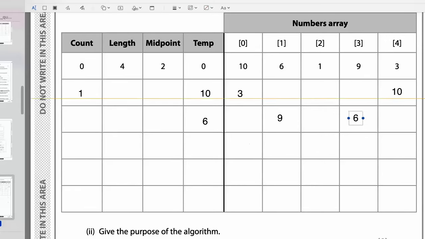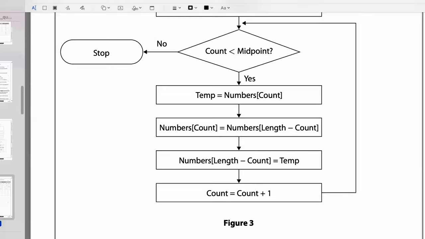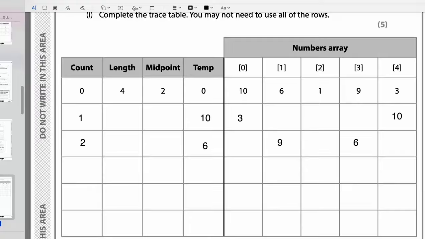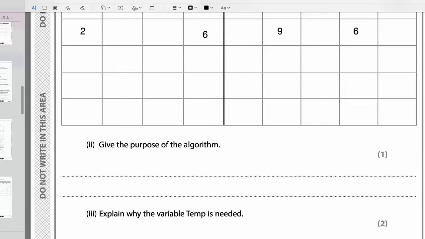And then count equals count plus 1. So now count equals 2. And then if we just check back at that decision there, count is less than midpoint, no, stop. So now we can stop. So you might be able to guess what's happened there. We can see that the elements of the array have been flipped around. And we've done that by using this temp here to store the value being moved at the time. So the purpose of the algorithm is to reverse the contents of the array.